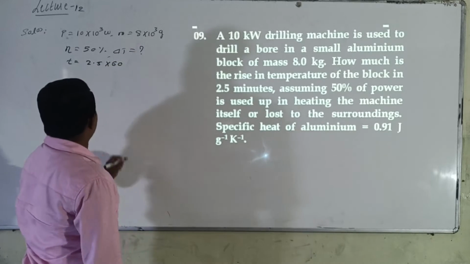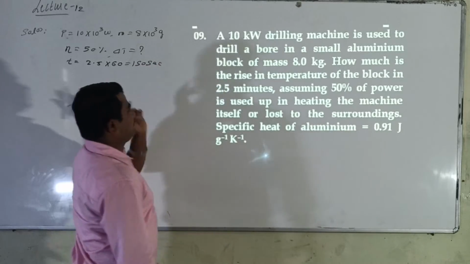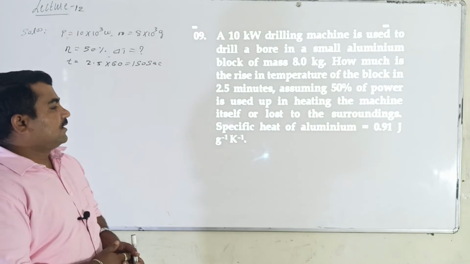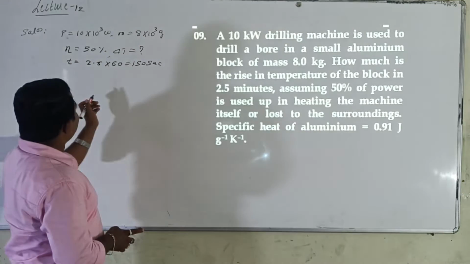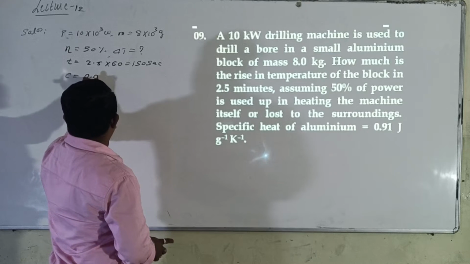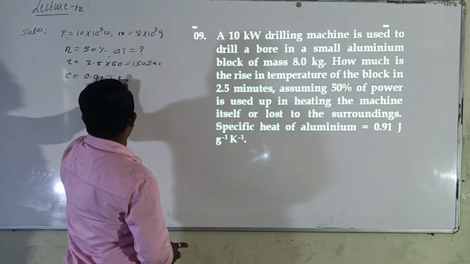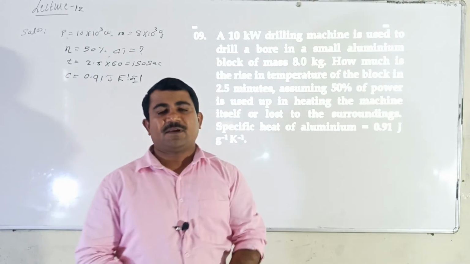Multiplied by 60. What are we getting? How much? 150 seconds maybe. Right? I need the rise in temperature, if the specific heat capacity is given. Specific heat capacity, how much? 0.91 joule per Kelvin per gram. Right? These are the given values.